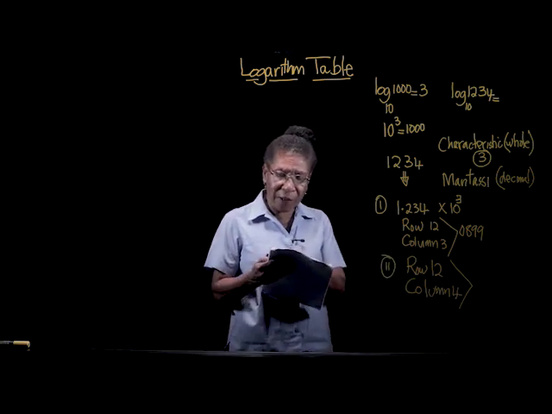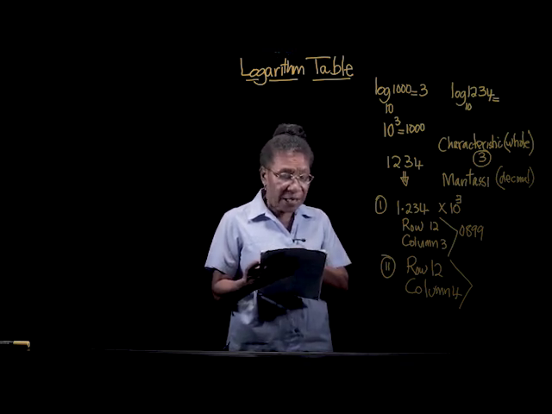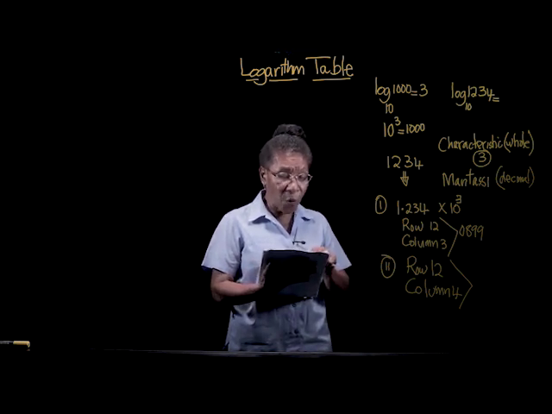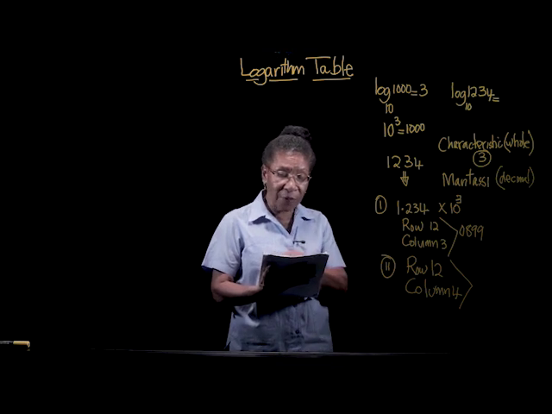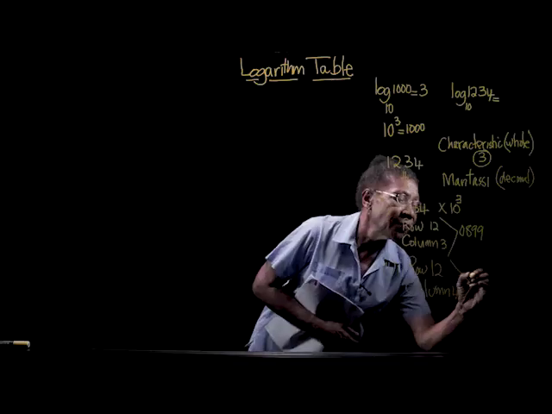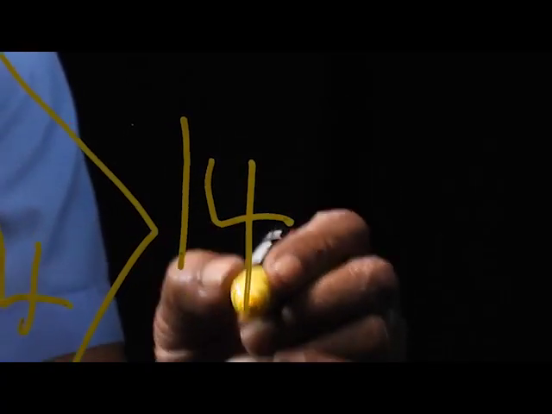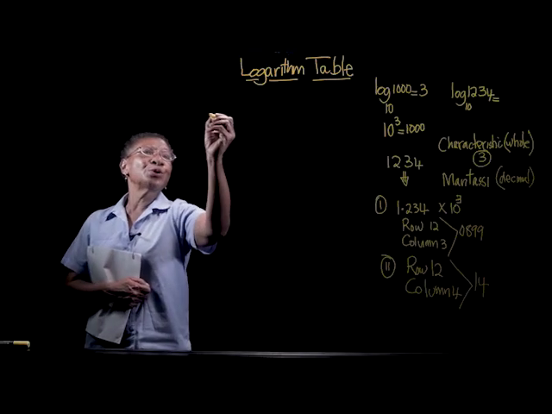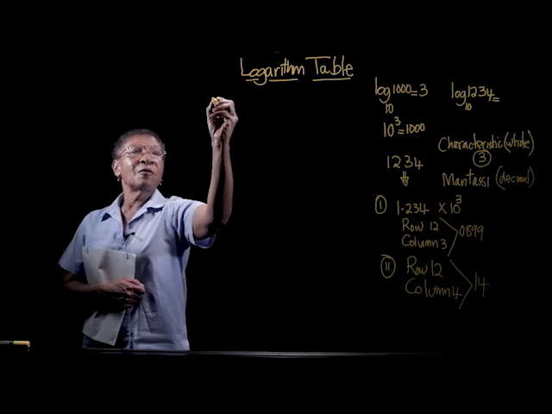I'd go to row 12, but I will have to look at the difference, so I go to the mean difference column. And in the mean difference column, I will look for 4. Where row 12 and 4 intersect, the value there is 14. And I will write my 14 over here. Step number 3, I will now get on to step number 4.